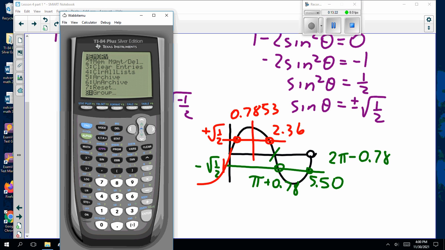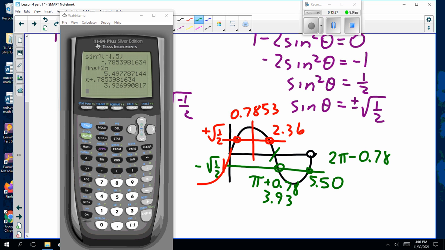Pi plus 0.78 is 3.93. So, that I expect to be able to do.